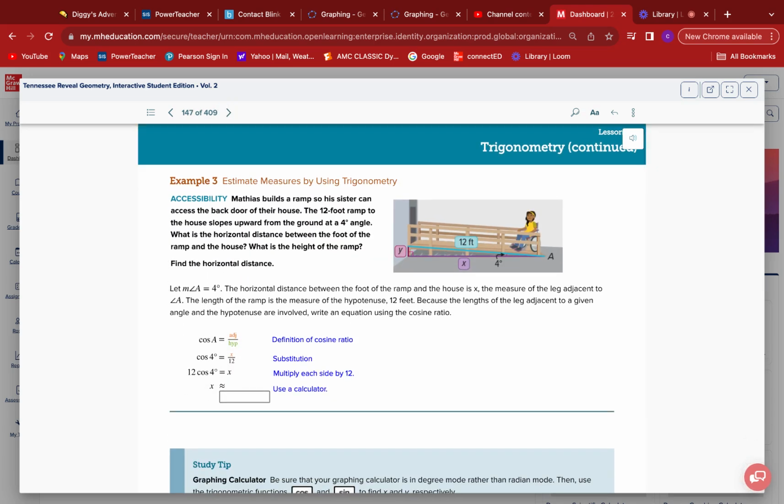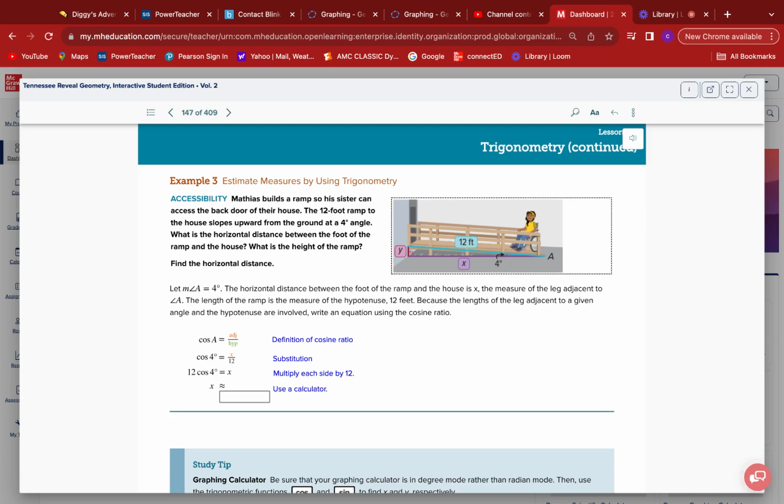Okay, you got a word problem here. All right, estimate measures using trigonometry. Okay, Matthias builds a ramp so his sister can access a back door of their house. Looks like she's in a wheelchair. The 12-foot ramp to the house slopes upward from the ground at 4 degrees. Okay, this is your angle. We're talking about angle A.